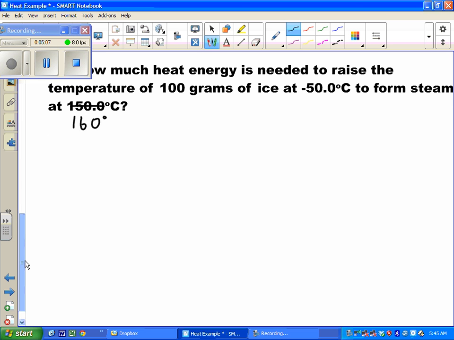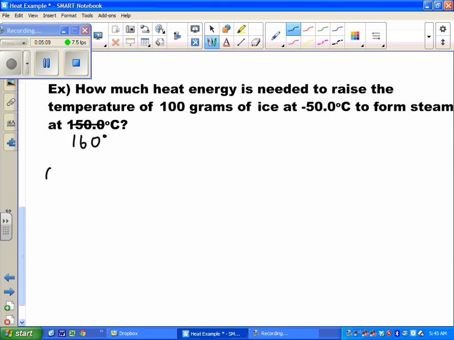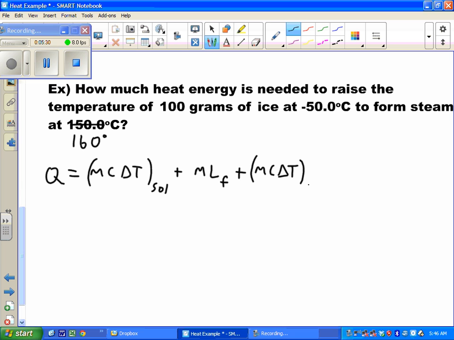So, first off, we need our equation. We have Q equals mcΔT. This is for the solid, plus mL_F for converting it from a solid to a liquid. And we have mcΔT. This is for the liquid, plus mL_V. This is vaporizing it, plus mcΔT, and this last one is for the gas.